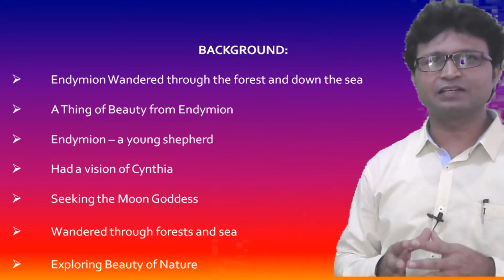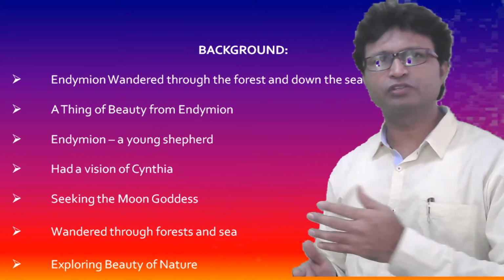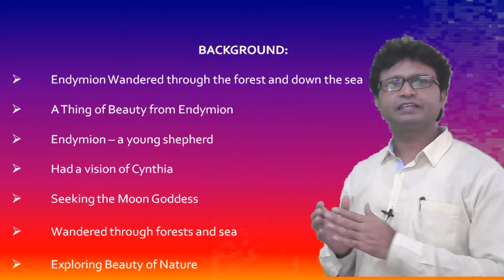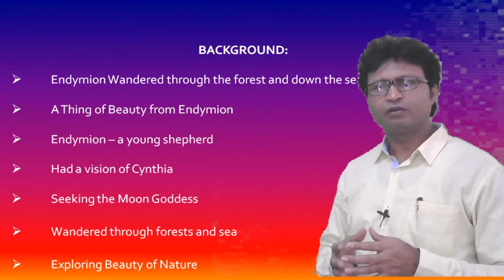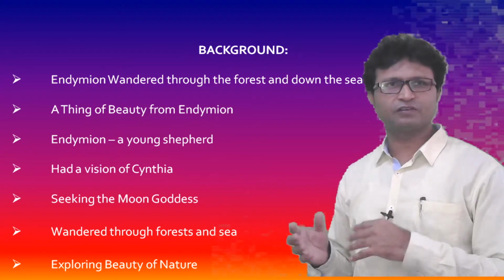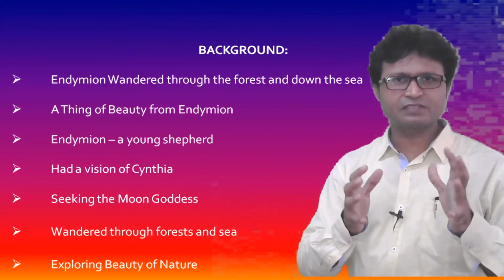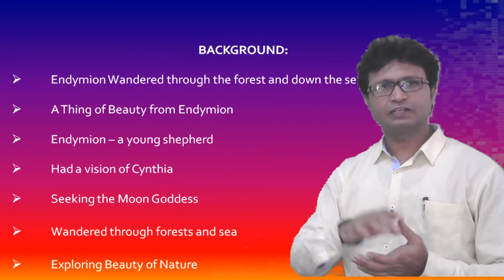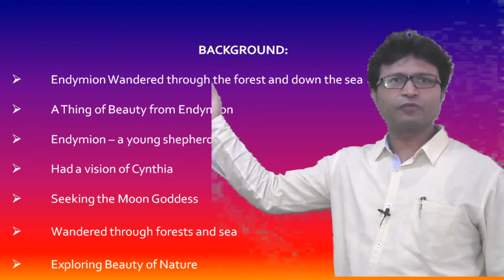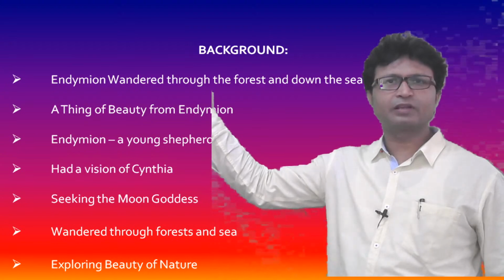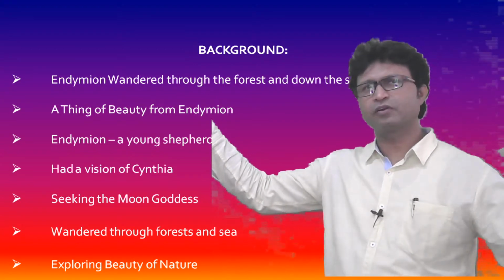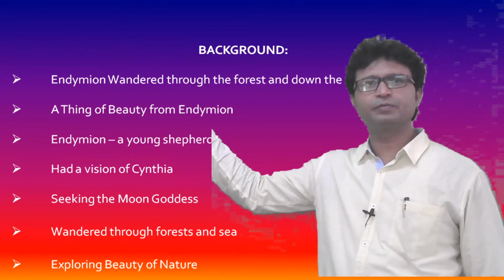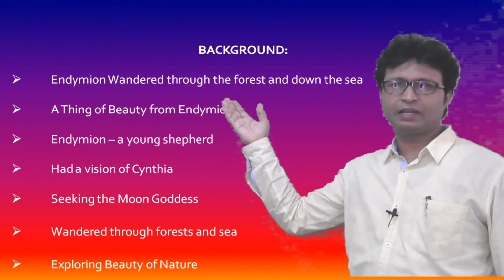So Endymion is the shepherd who wandered through the forest and went down to the sea, and whatever he saw over there were things of beauty for him. This is there in the background. Thank you so much, all of you, for your responses. Now pay attention to the explanation. Whatever he saw in the forest or in the sea, the objects of nature, all of them turn out to be a thing of beauty for Endymion.